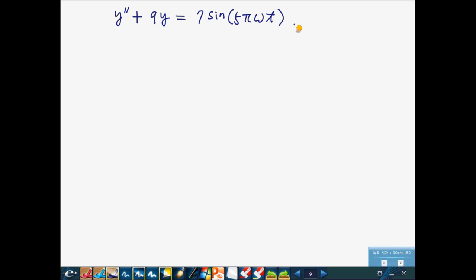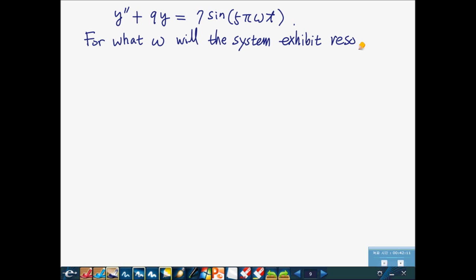Okay? For what omega will the system exhibit resonance? That's the problem.